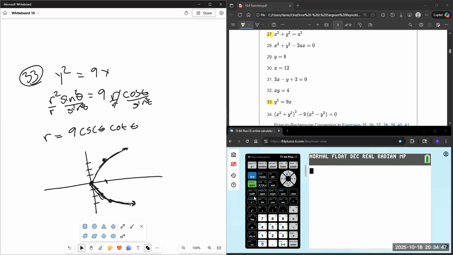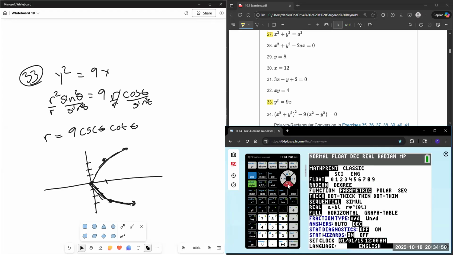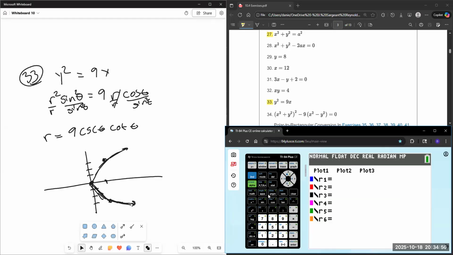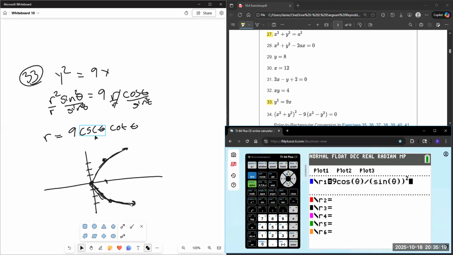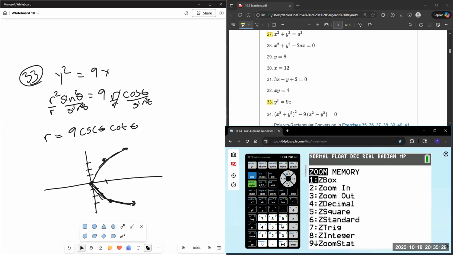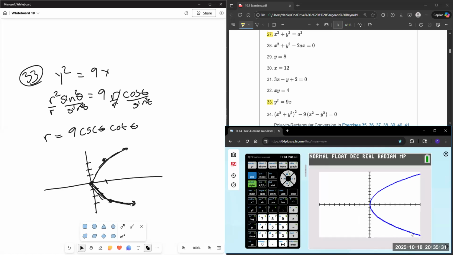Let's see if I can do this in mode polar, and r equals 9 cosine of theta divided by sine of theta squared, and then I'll zoom 6, and there it is in polar form.